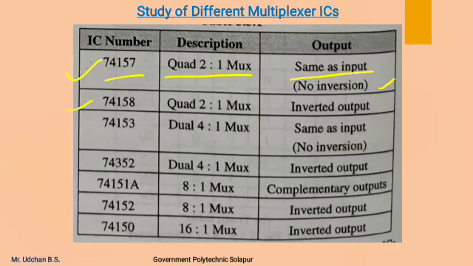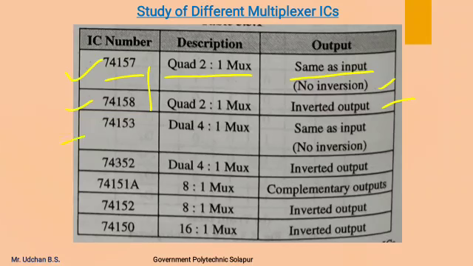Again, the second IC is 74158. It is also a quad 2:1 multiplexer IC. It means it has four 2:1 multiplexers available over a single IC, single chip. The only difference between these two is that here we get inverted output. It means if data available over the input line is 0, we will get 1 output. If data available over the input line is 1, we will get a 0 output.